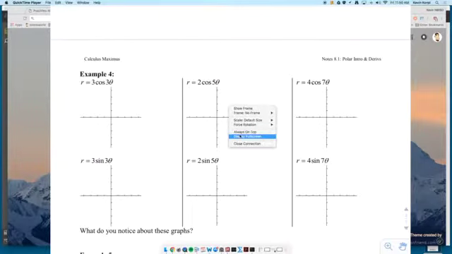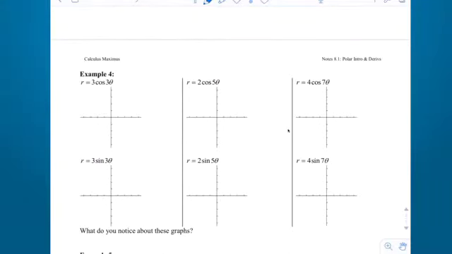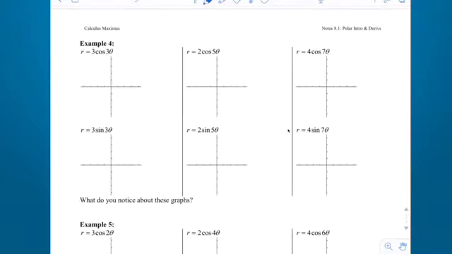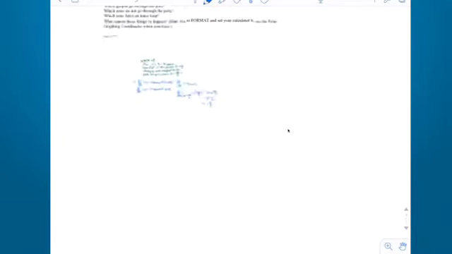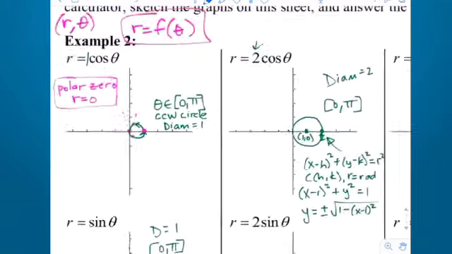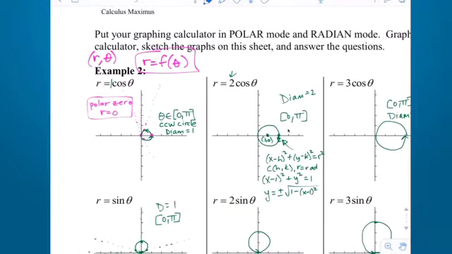All right, example 4, section 8.1. We're still in the process of discovering a catalog of some parent polar curves. We've talked about circles that are off-center, that make a full rotation every pi units, and the diameter is the coefficient of the trig function.